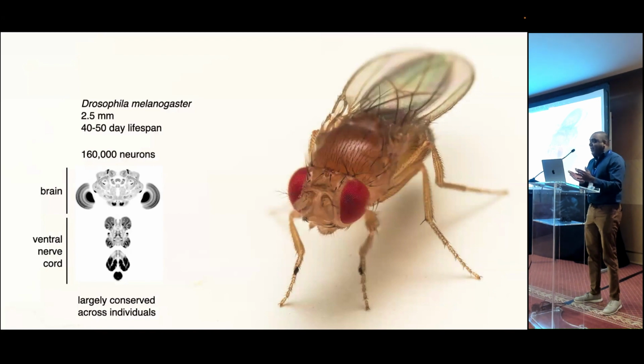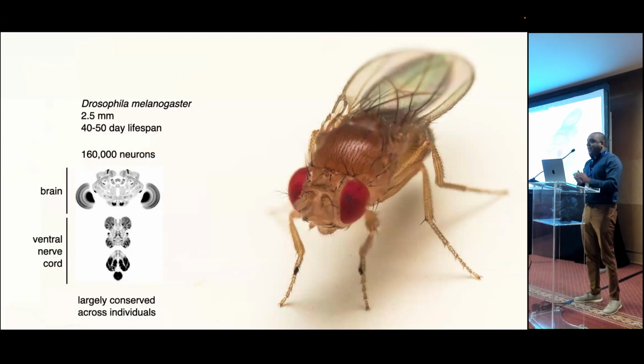Let me just introduce very quickly the star here. This is the fruit fly. It's about 2.5 millimeters large. And the cool thing is that we now know a lot about its nervous system. It has a brain that's shown here. This is a light microscopic image of it. And it has a ventral nerve cord, which is homologous to like a spinal cord.